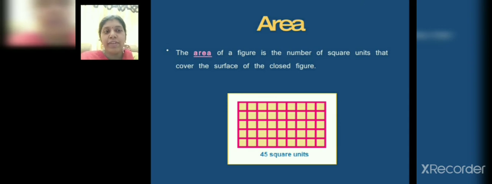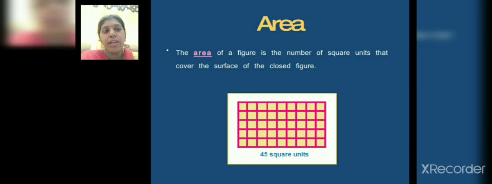Now in this figure you can see squares, yes or no? You have to count how many squares are there, how much space the figure is occupying. Counting the number of squares, you will count it as 1, 2, 3. So there are totally 45 squares. So the area is 45 square units.